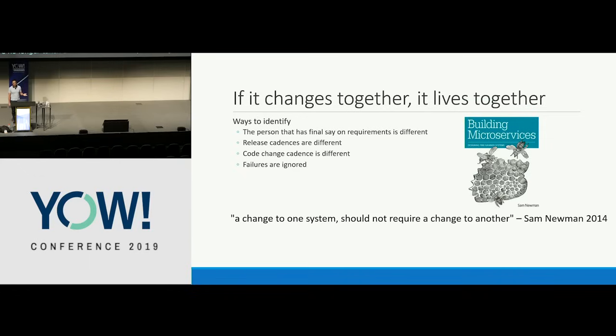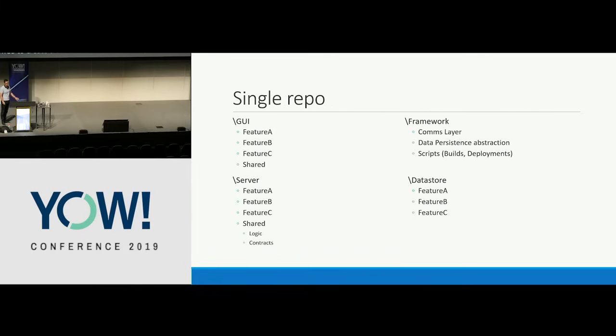And I'm not saying delete the code, but maybe delete it from your code base, move it to someone else's. From the book Building Microservices by Sam Newman, a change to one system should not require a change to another system. But Juval Lowy was saying this 10 years before microservices was even a word. Decompose your applications based on volatility.